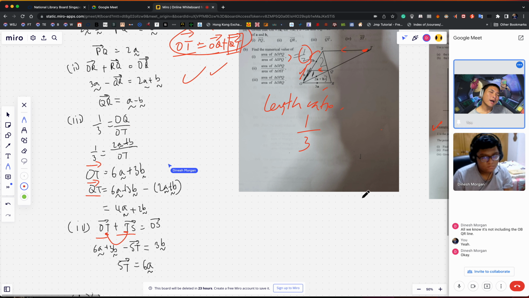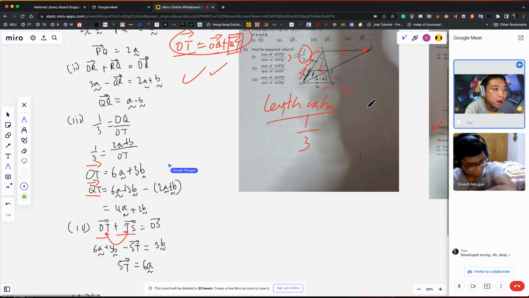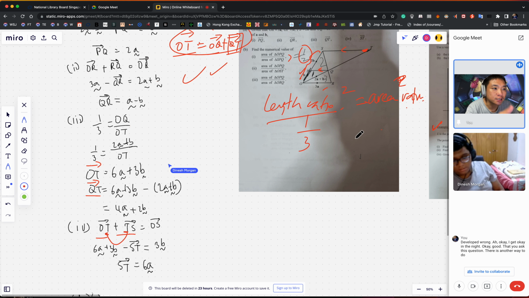Just now the area ratio is 1 to 3, right? If I'm not wrong. Okay, never mind. Good that you asked this question. There is another way to do area ratio. Besides length ratio and then square it, you get area ratio. I'm going to describe it in more detail. So you square the length ratio, you get area ratio. This is one technique. The other technique is I'm going to take this out. Let me erase it.